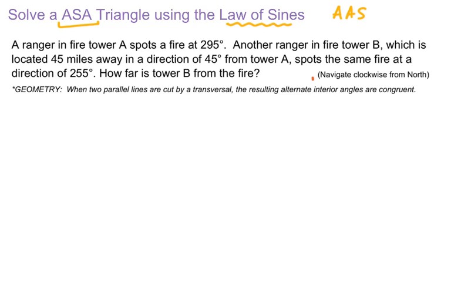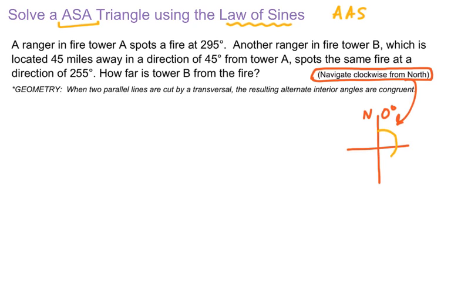All right, so we got to set this up. And there's an important thing for us to remember when we are dealing with navigation problems using a compass. Pilots often navigate like this. Ships navigate like this as well. We navigate clockwise from north. So north is going to represent 0 degrees. And clockwise means we move around to the right to reach 360 degrees.